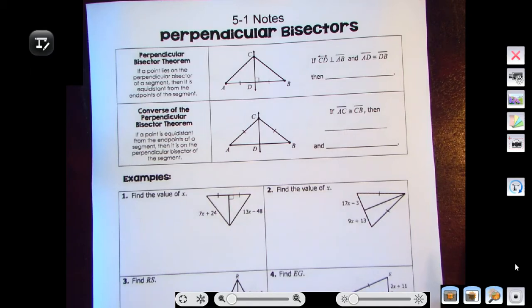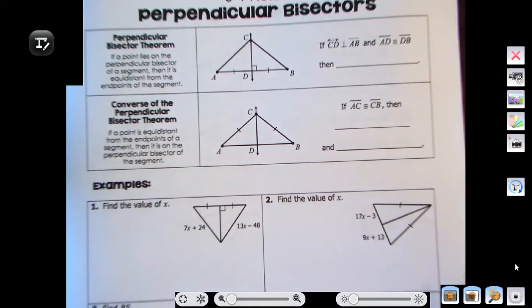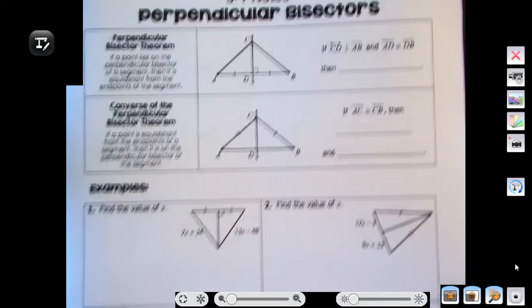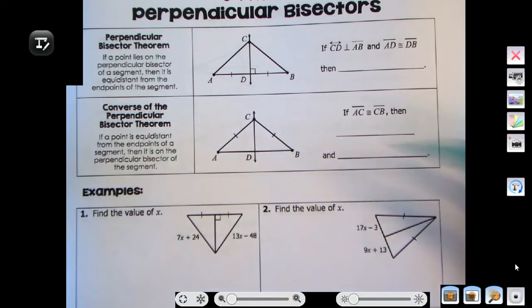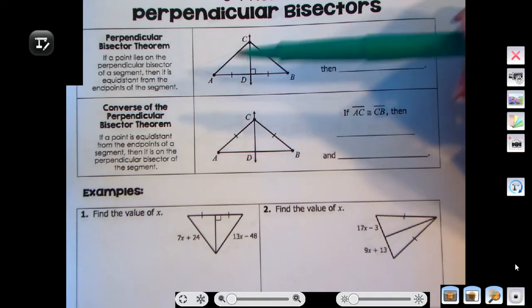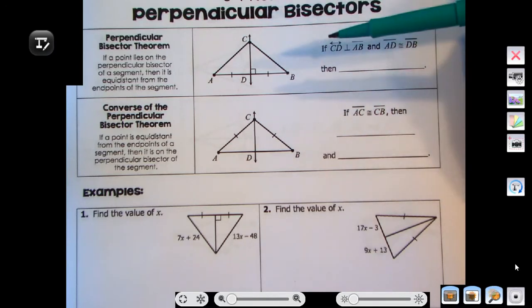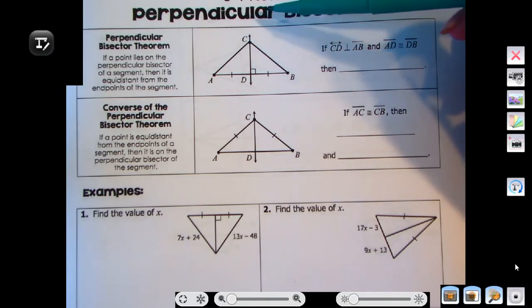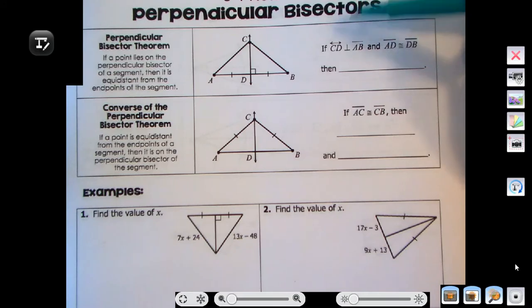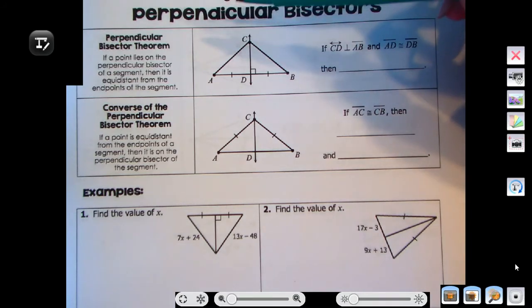So the first thing I'm going to do is just talk with you about these theorems, and then we'll solve some problems. So at the top here, the first one is the perpendicular bisector theorem. So let's read this. And even though it sounds like a lot, we're familiar with all of these words. We've heard all of them before. We do know what perpendicular means, and we do know what a bisector is. So these are words that we've seen before. We're just putting them together and applying them to a triangle.